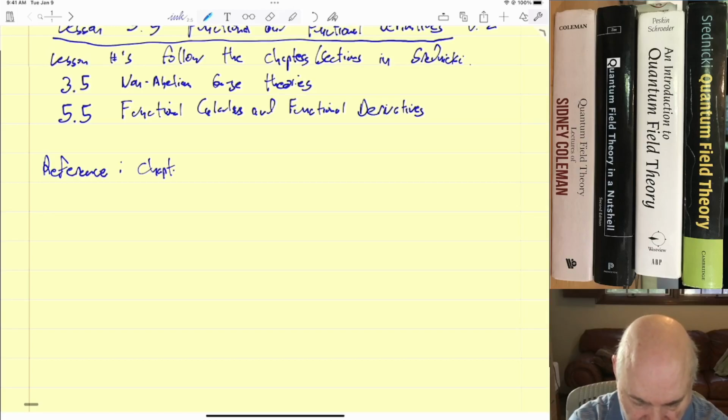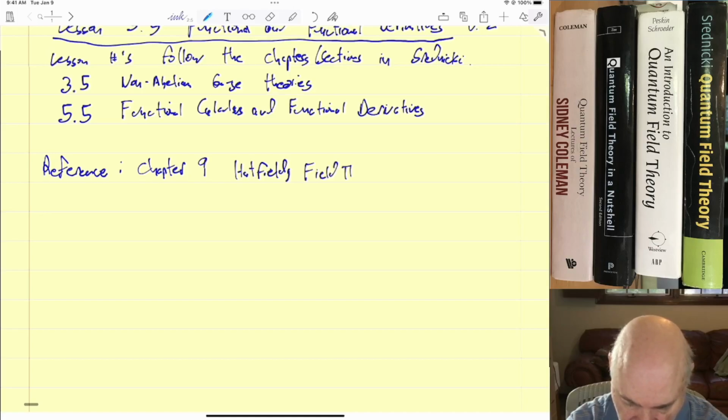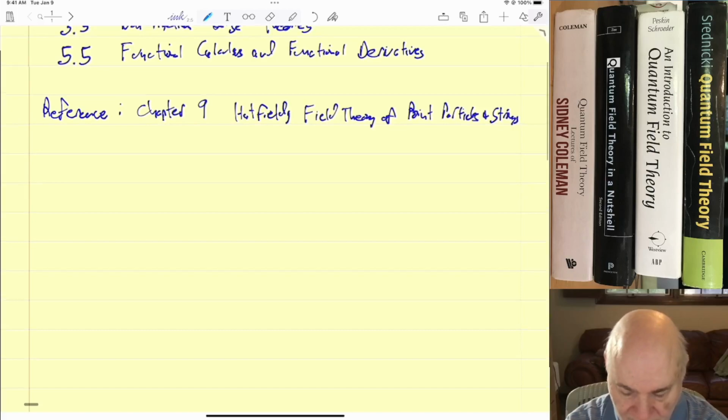chapter 9 of Hatfield, Field Theory of Point Particles and Strings. Two thirds of the book is on quantum field theory, and one third is on strings.